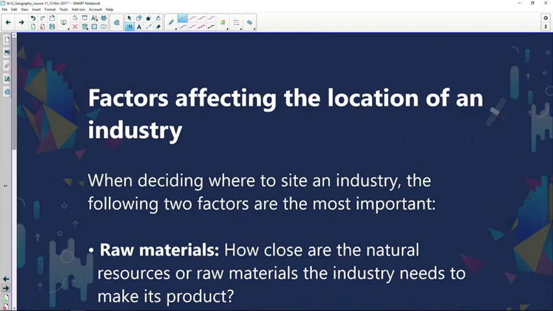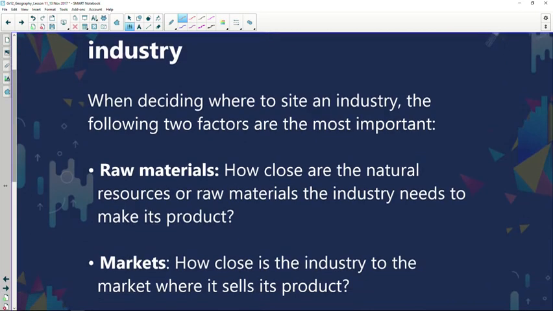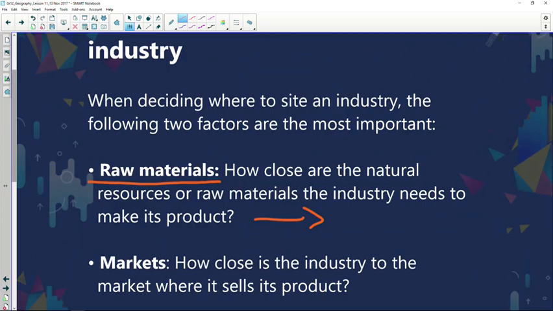Now, if you look at the factors affecting the location of an industry, we've already discussed it. If you look at the difference between the light industries and the heavy industries, there are quite a few factors, and the ones that we need to concentrate on is where the raw materials are. How close are the natural resources or raw materials to the industry to make this product? Now, it's pointless to be a great distance because, like we've mentioned in that table of the heavy industries, they're transported in bulk. And obviously, we need to keep in mind that the distance between the market and the raw material is cost effective if it's closer to where the raw materials are situated.